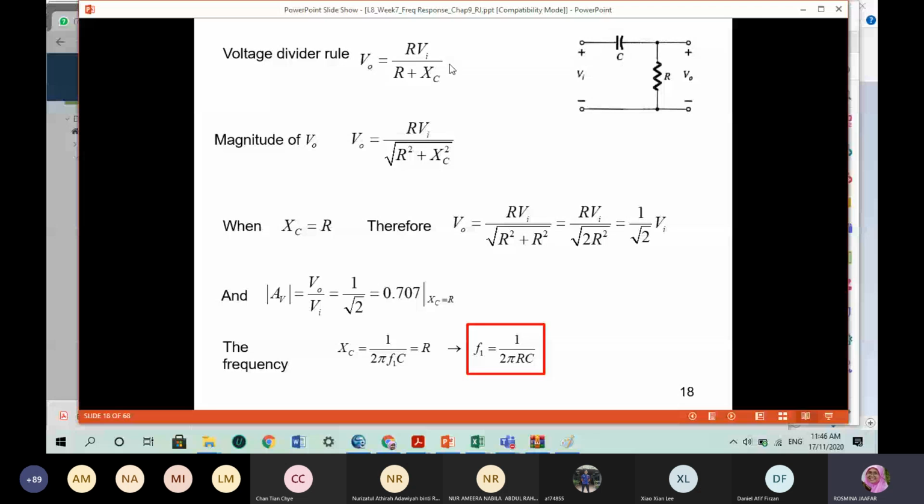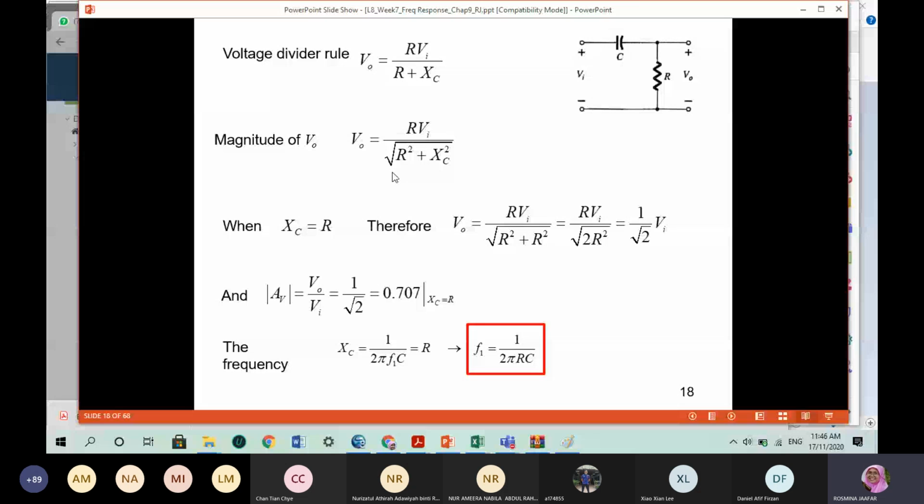You will have VO equals R times VI divided by R plus the reactance due to this capacitor. And the magnitude of VO is equal to R times V divided by the magnitude of the square root of R squared plus the reactance of the capacitor squared.